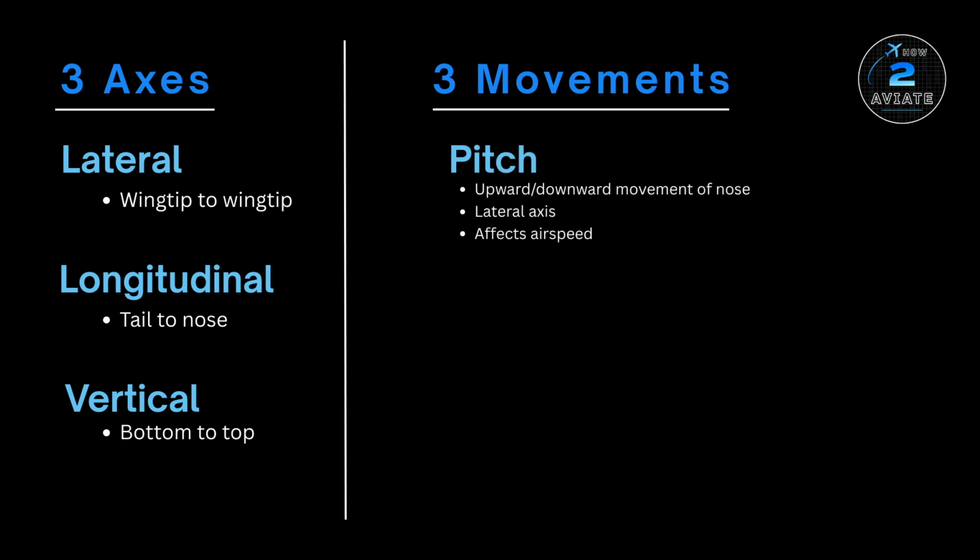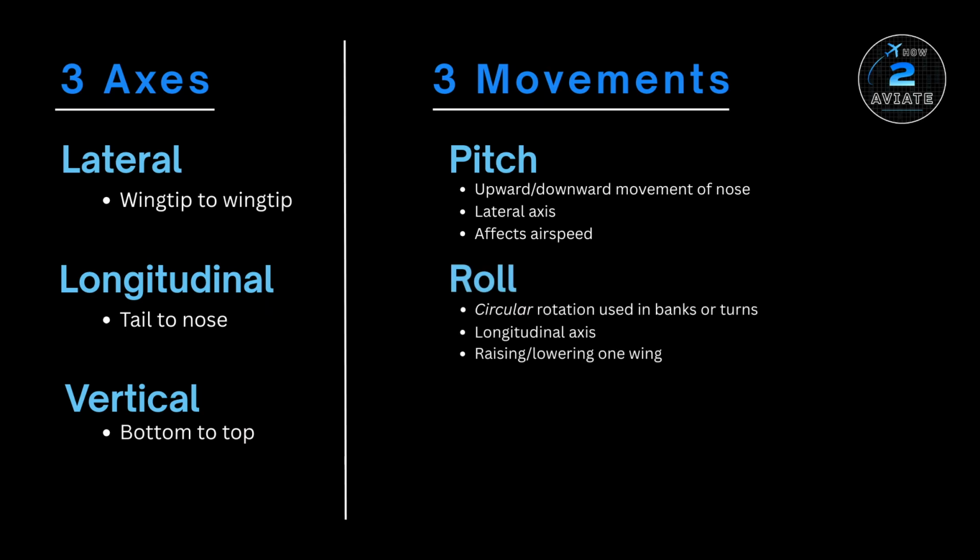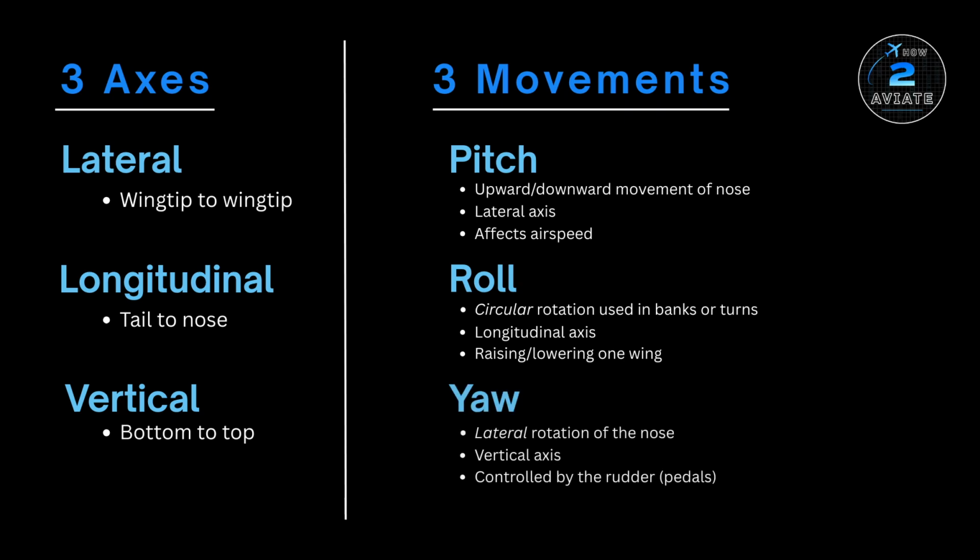Pitch is any upward or downward movement of the plane's nose. It moves about the lateral axis and affects the plane's airspeed. Roll is the circular rotation of a plane used in banks or turns. It moves about the longitudinal axis and is controlled by raising or lowering one wing of the plane. Yaw is the lateral rotation of an airplane's nose. It moves about the vertical axis and is controlled by the rudder pedals to combat wind and other forces to ensure straight flight.